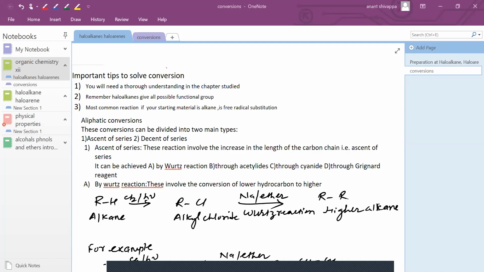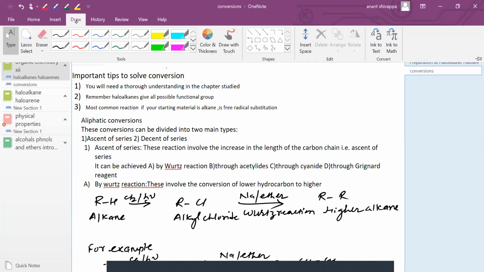And the third thing is, you have studied alkanes in class 11th. So this is related with alkanes. The most common reaction if your starting material is alkane is free radical substitution, which I will discuss in due course of time. You know, the most common conversions in organic chemistry include when the reactant is converted into product with either an increase or a decrease in the number of carbons in the product. So I am giving you some important tips for when this question comes.